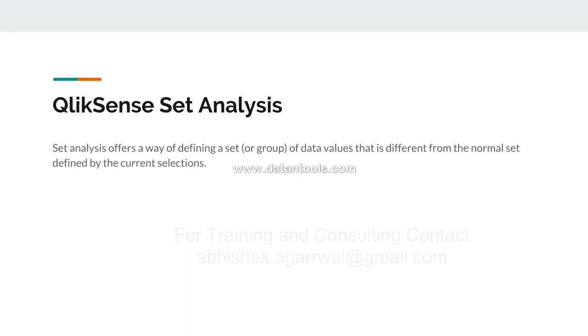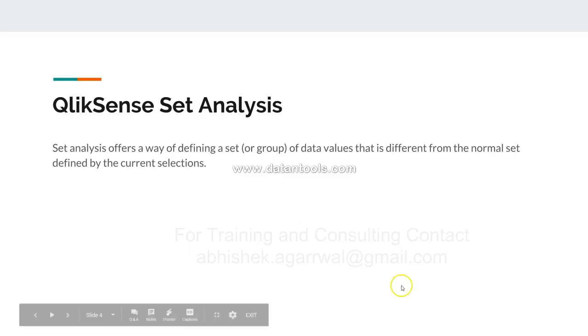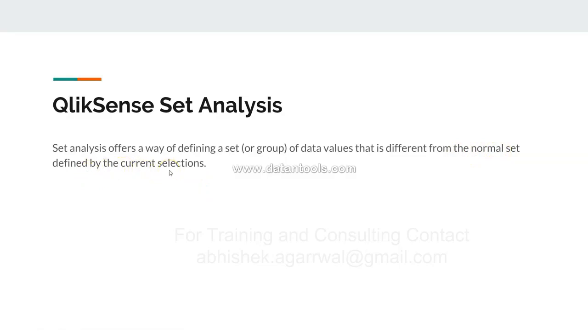So set analysis offers a way of defining a set or group of data values that is different from the normal set defined by the current selection. I know for a beginner this is confusing, so let's break it apart. First of all, the normal set defined by the current selection. What that means is your default state of the expression.